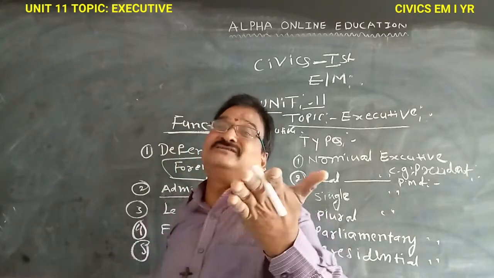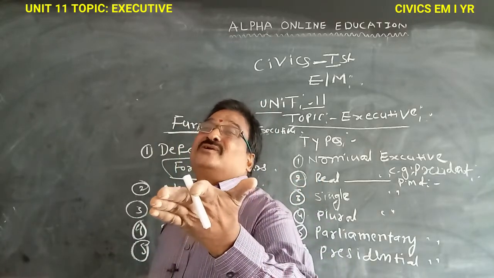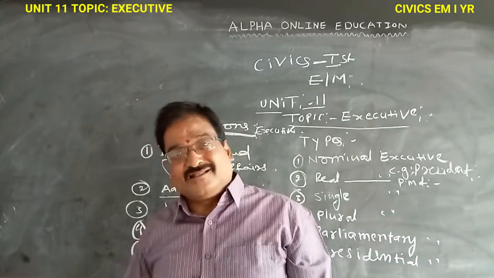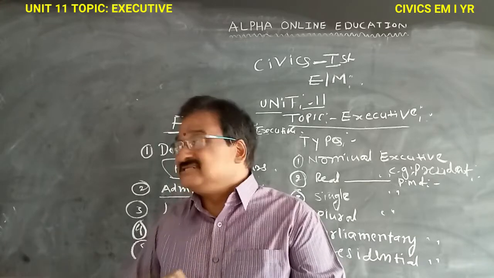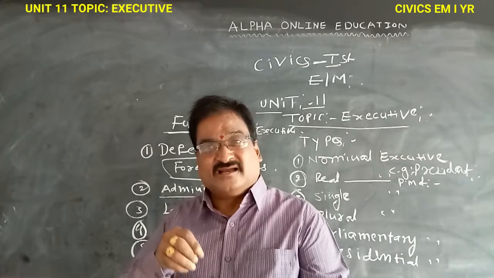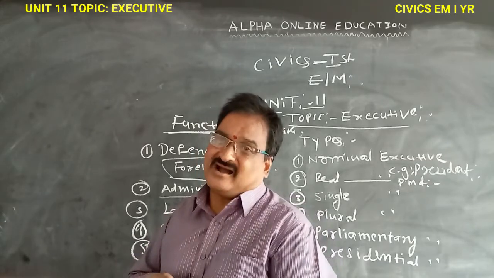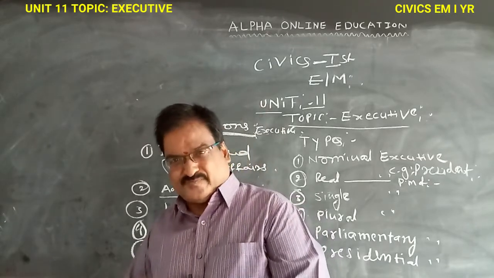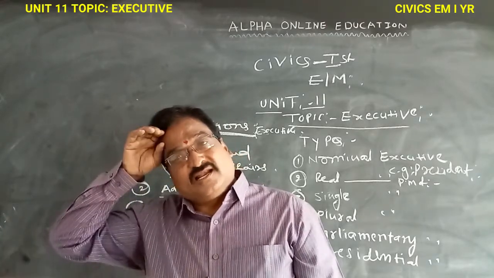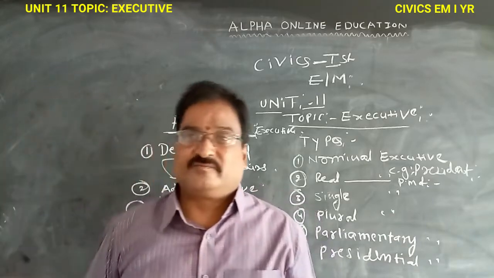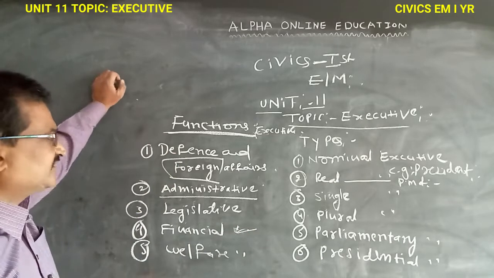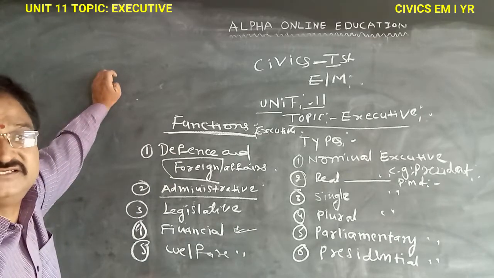So they prepare the budget and submit it to the government. At that time, for any suggestion or any complications in it, the minister and chief minister sit and discuss the welfare of people. So the budget is totally prepared by the Department of Executive. Those functions are called financial functions.